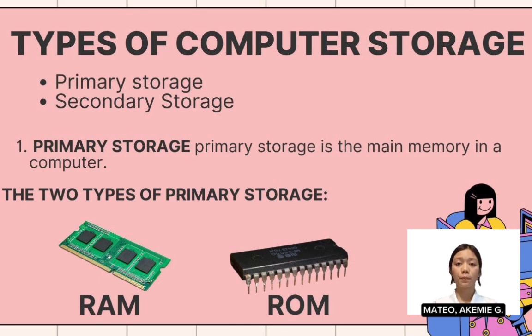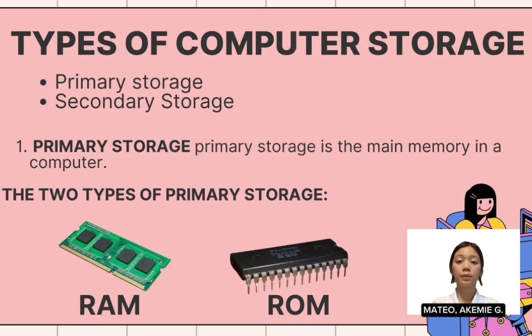First, let's talk about the primary storage. Primary storage is the main memory in a computer. It stores data and programs with the help of RAM and ROM that can be accessed directly by the processor. When we say processor, also known as CPU or Central Processing Unit, it is the brain of the computer that processes programming instructions, apps, even the overall performance of the device itself.